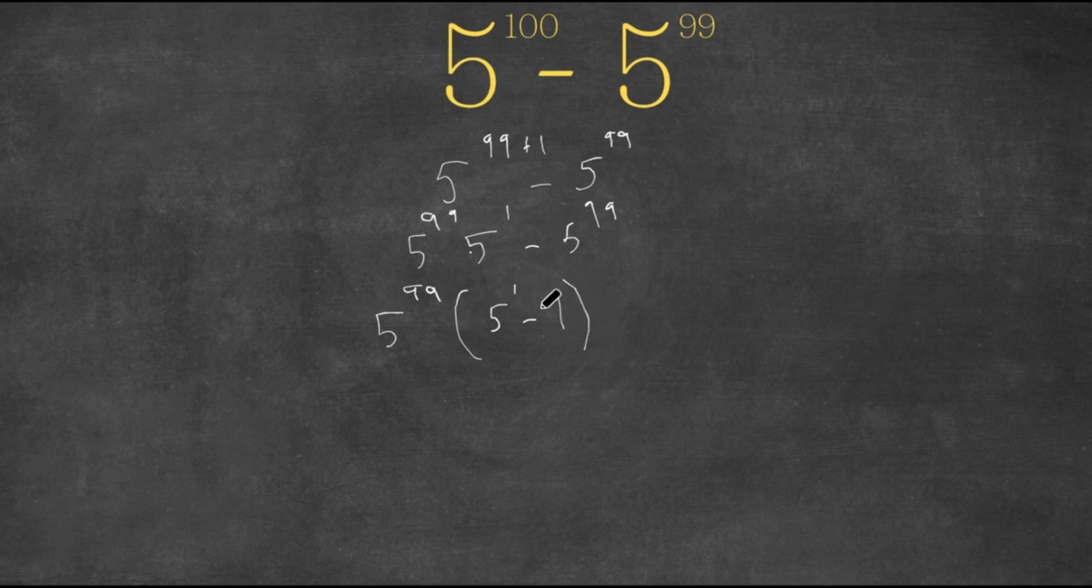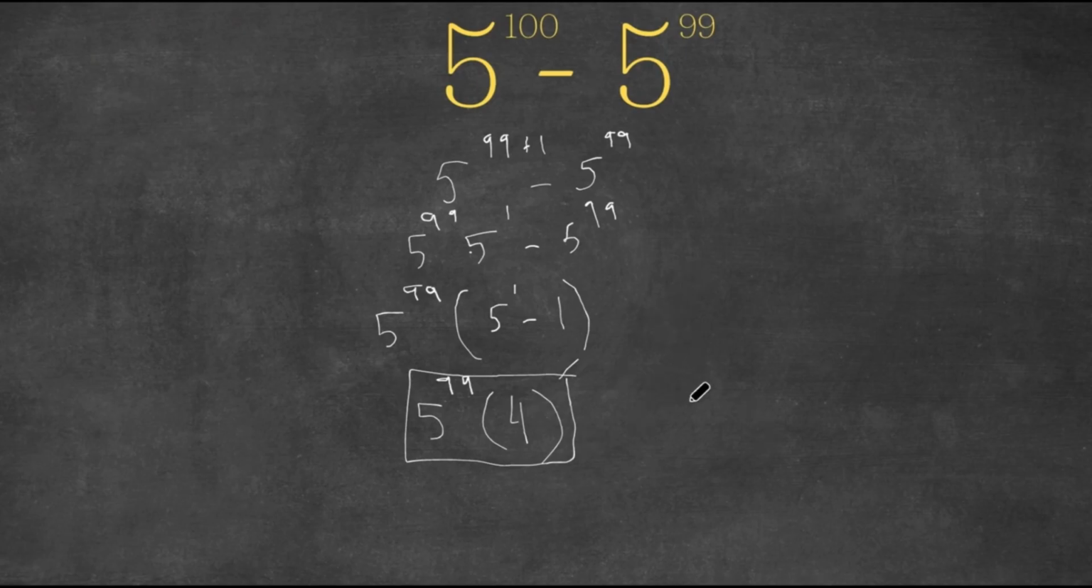Now, 5 to the power of 1 is just 5, so this is essentially asking 5 minus 1, which is 4. So we have 4 times 5 to the power of 99. And this is actually the most we can simplify it, because to find the exact answer of this, not even an actual calculator could do that. We would have to use a scientific calculator. So this is the most exact answer we can do.